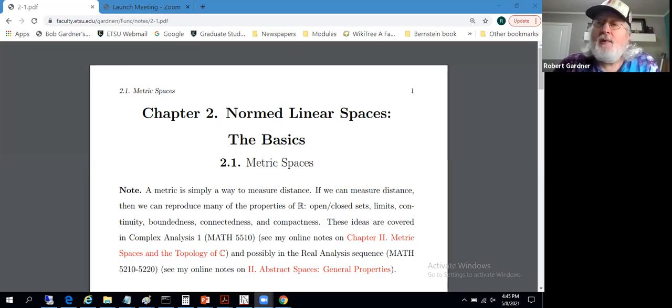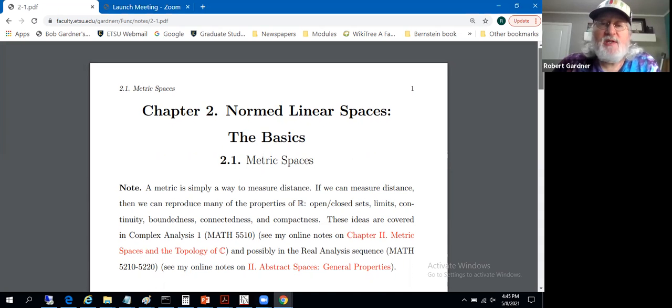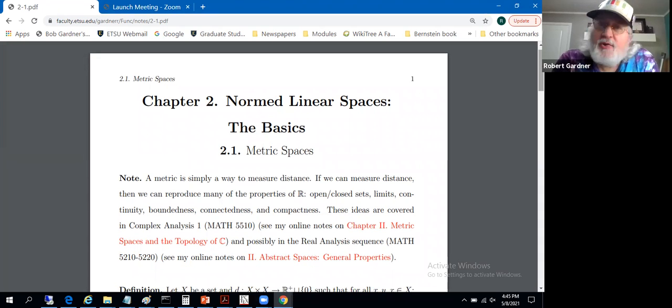Welcome to Chapter 2, Normed Linear Spaces, the basics. So the plan is to explore in this class linear transformations, linear operators, if you will, on normed linear spaces. So we need to talk norms.